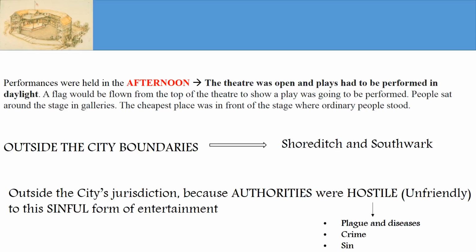The theatre was built in the outskirts of the city, like Shoreditch and Southwark. The theatre was built outside the city jurisdiction because authorities were hostile to this sinful form of entertainment. Authorities were hostile because the theatre had a crowded atmosphere. At the time, the plague was an easily communicable disease, so a large number of people were affected. And due to the crowd, crime could easily be done there. And few people thought that enjoying drama was a sin.